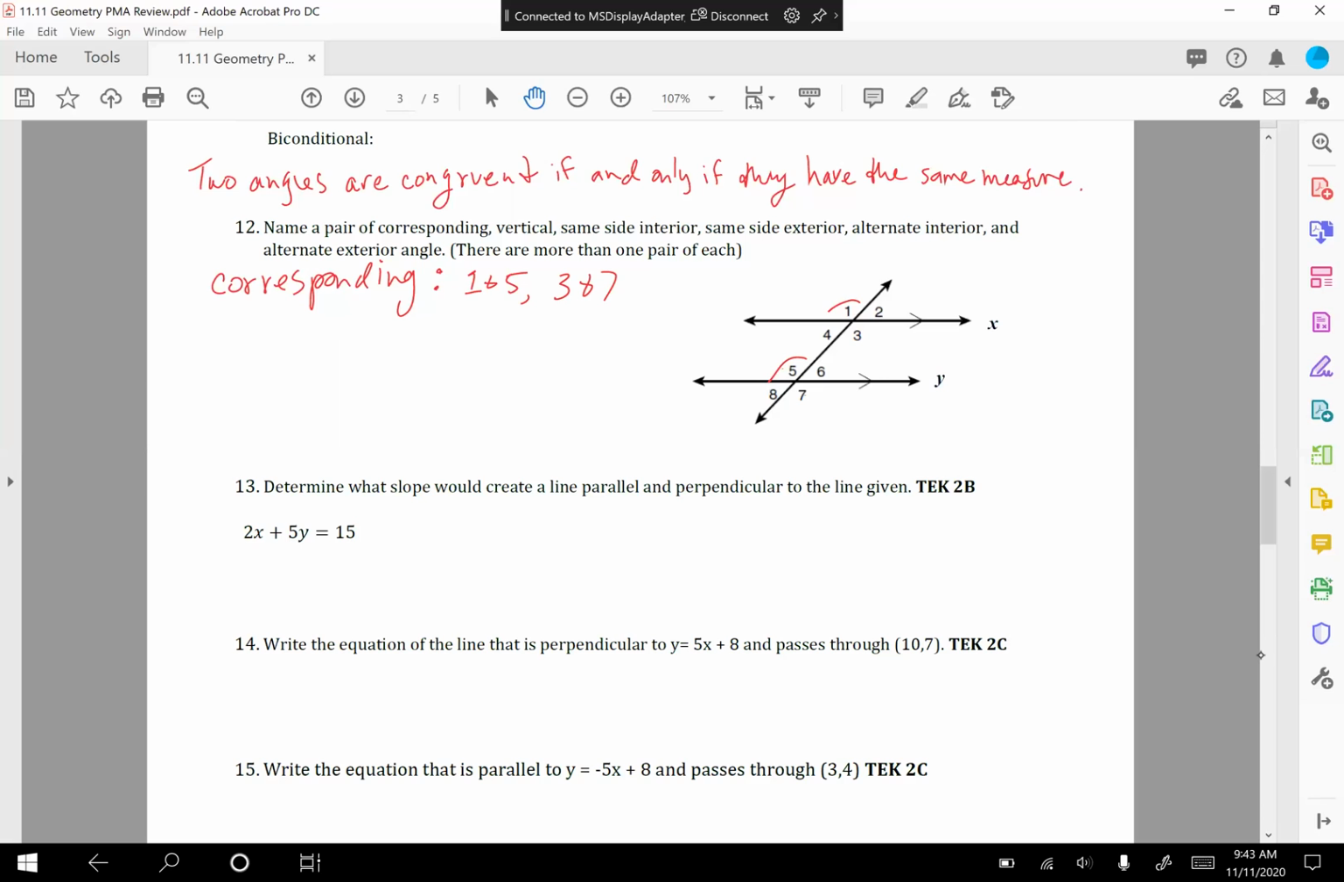So 1 and 5 is an example. 3 and 7 is an example. How about another example? Right, 4 and 8. And then 2 and 6, right? So those are all 4 pairs of corresponding angles.